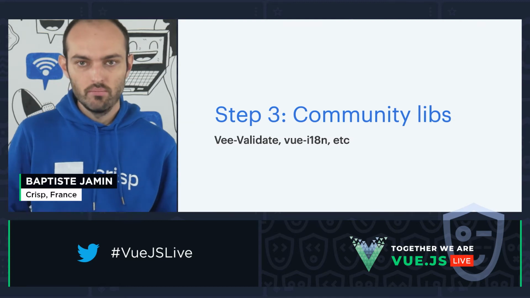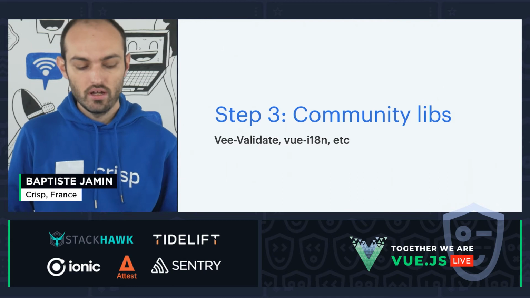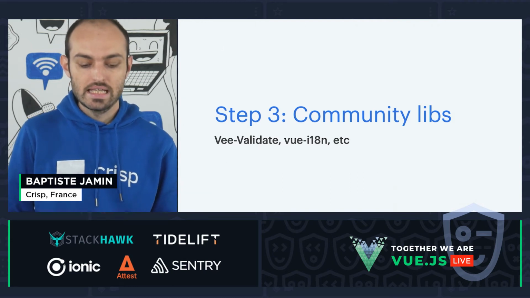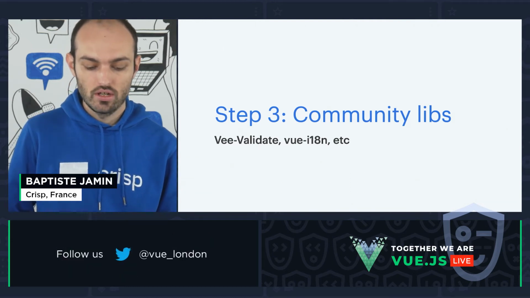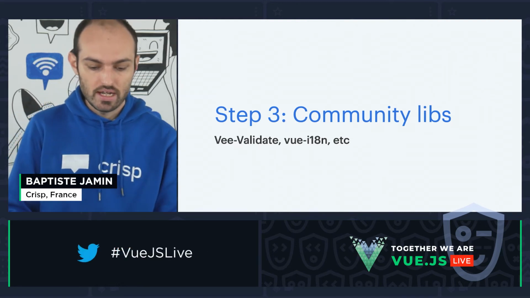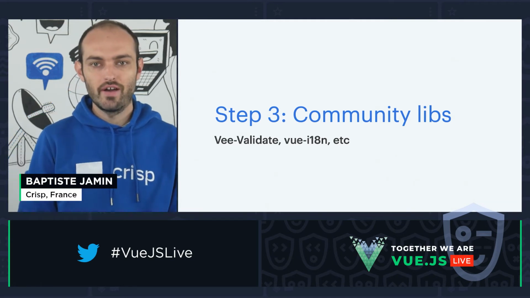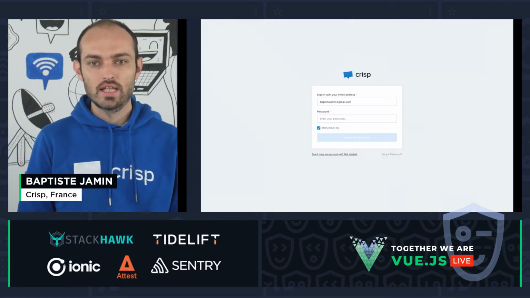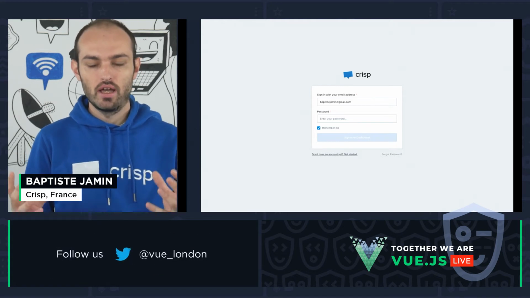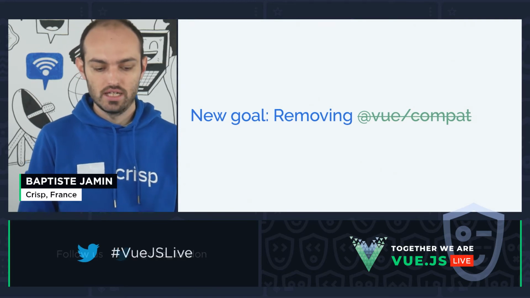So now it's very important to update the community libraries. We are relying a lot on vee-validate and the Vue internationalization plugin. So we had to update those libraries first. As you can see now, our app is working thanks to the Vue compat package. So basically, it's working because we have the Vue 2 compatibility.